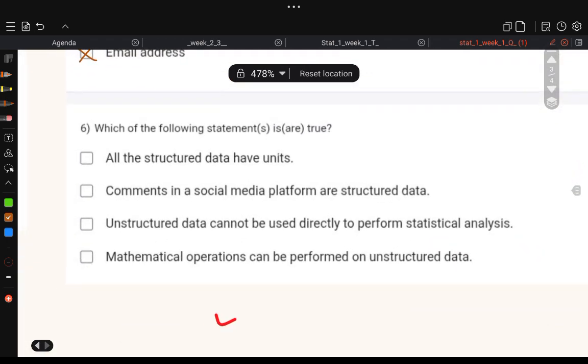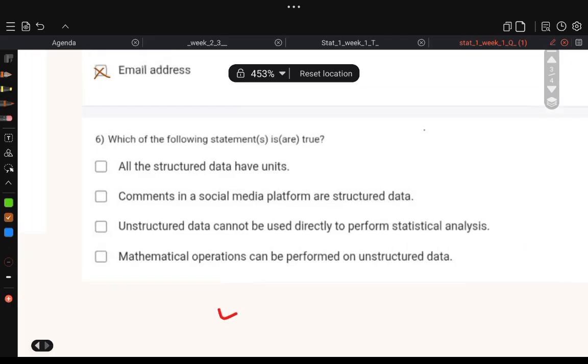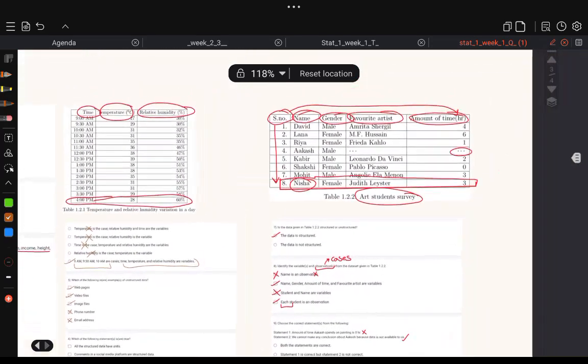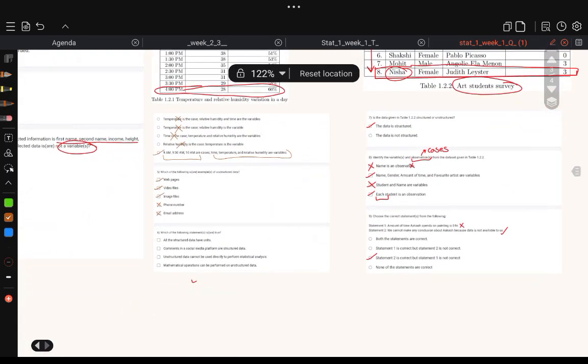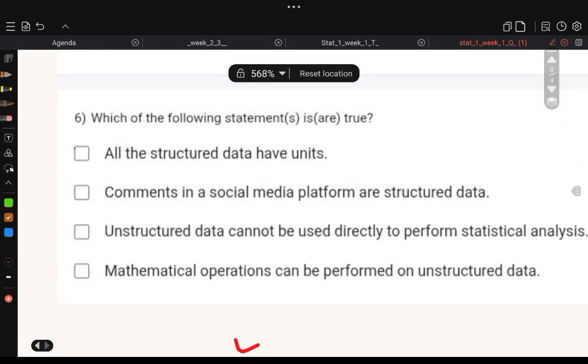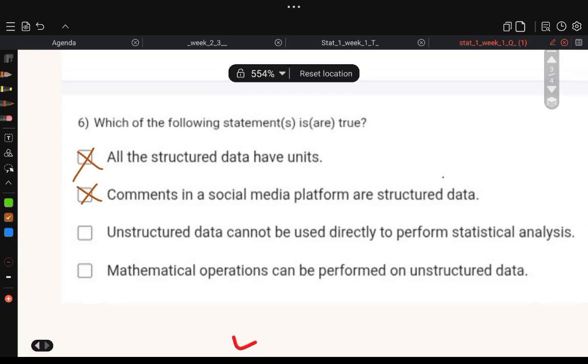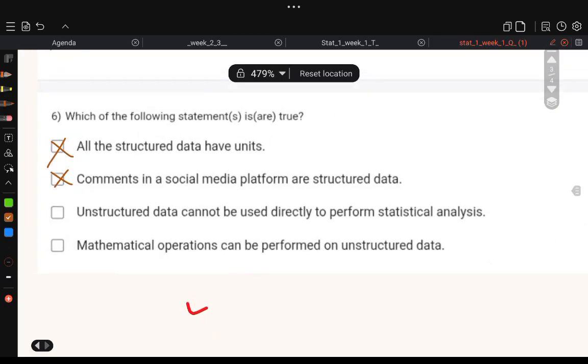Which statements are true? All structured data have units. See, the serial number is structured data, 1 to 8, but it doesn't have any unit, so it is incorrect. Comments on social media are structured data, also incorrect. If they are unstructured data, they are just random words. Unstructured data cannot be used directly to perform statistical analysis, correct. And mathematical operations can be performed on unstructured data.